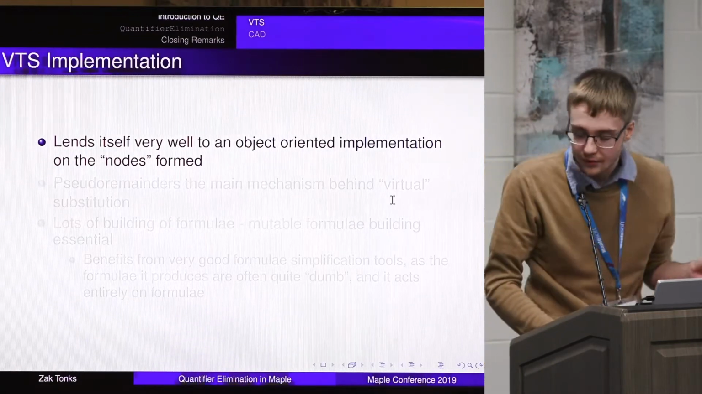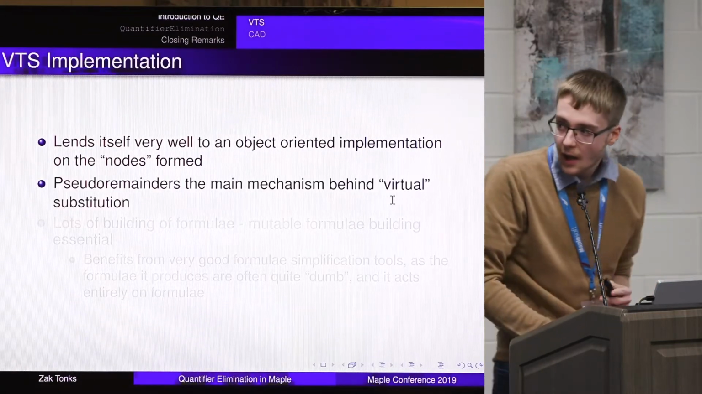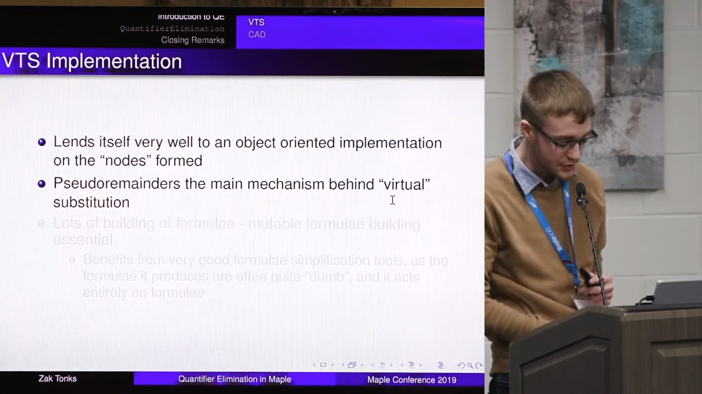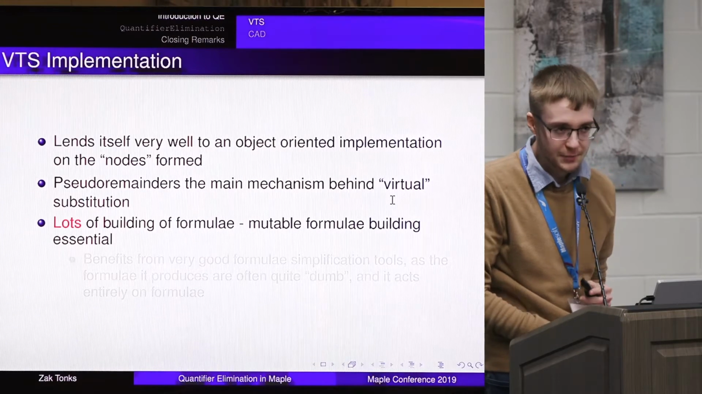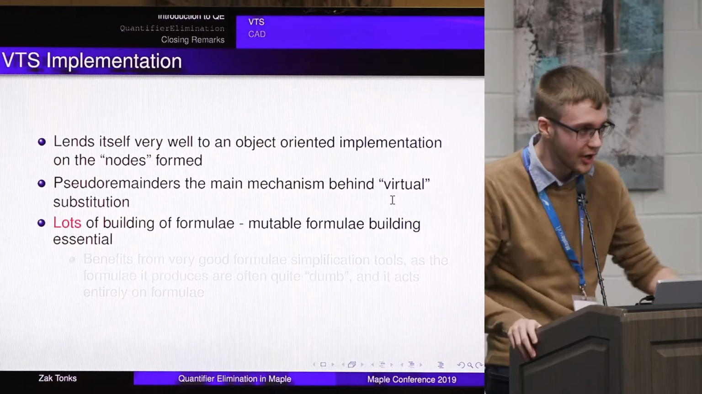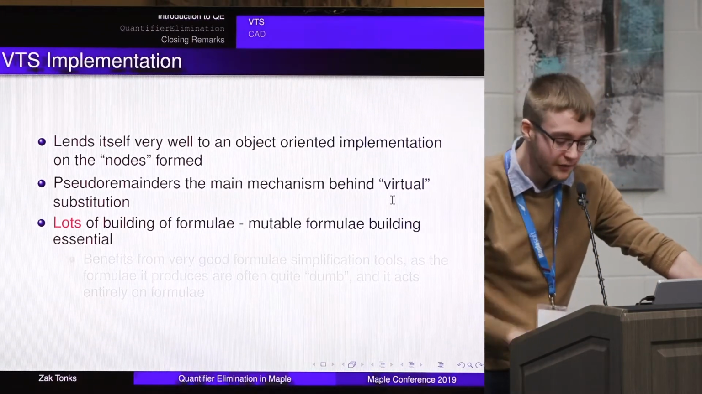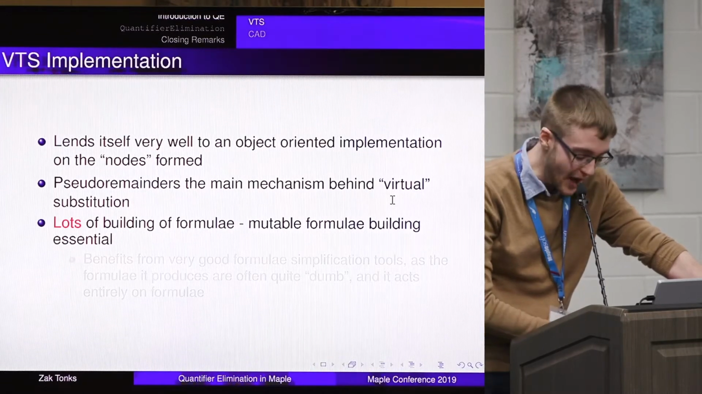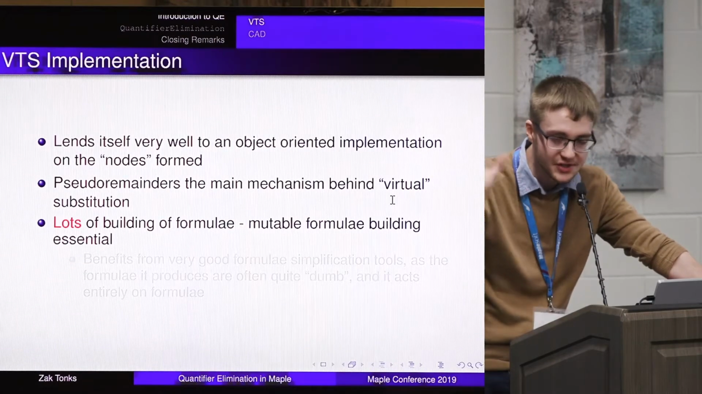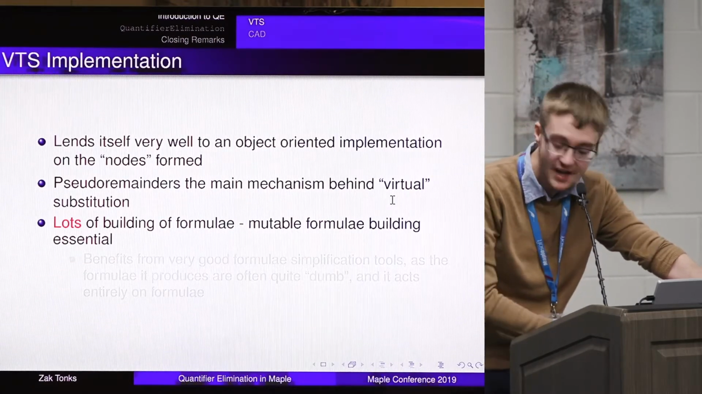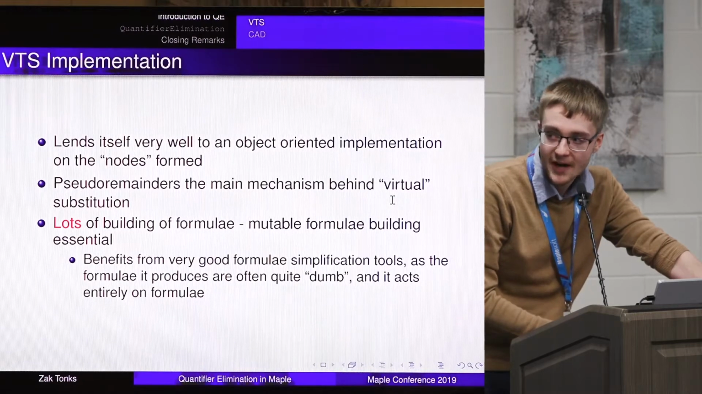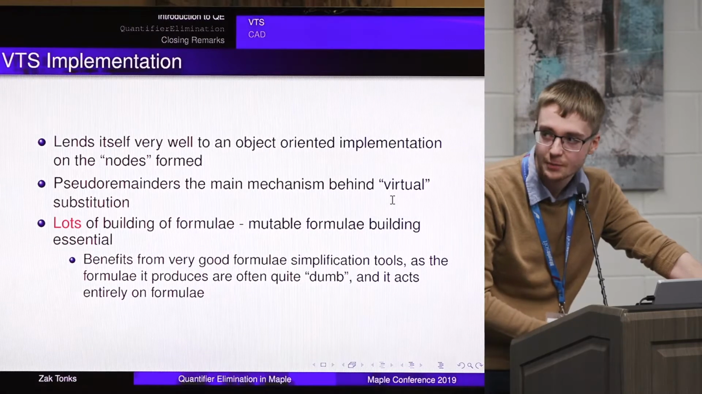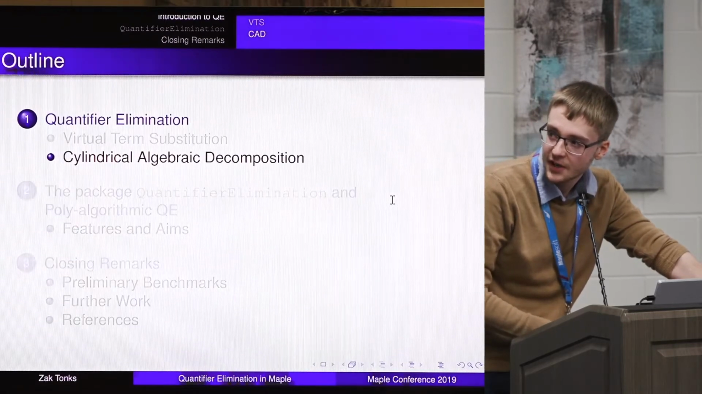There you go. Moving on, in terms of how it's implemented, it lends itself very well to an object-oriented implementation, so that's what I do. Each node is basically an object. And then pseudo-remainders are really the main driver in terms of how virtual substitution works. You have lots of building of formulae: if you want the quantifier-free output by the end, you have to build the formula coming from that tree. And even the results of virtual substitutions, each individual formula, you have to build those. Lots of formula building. It benefits from very good formula simplification because the formulae that it produces are really dumb by standard. So moving on to the CAD.